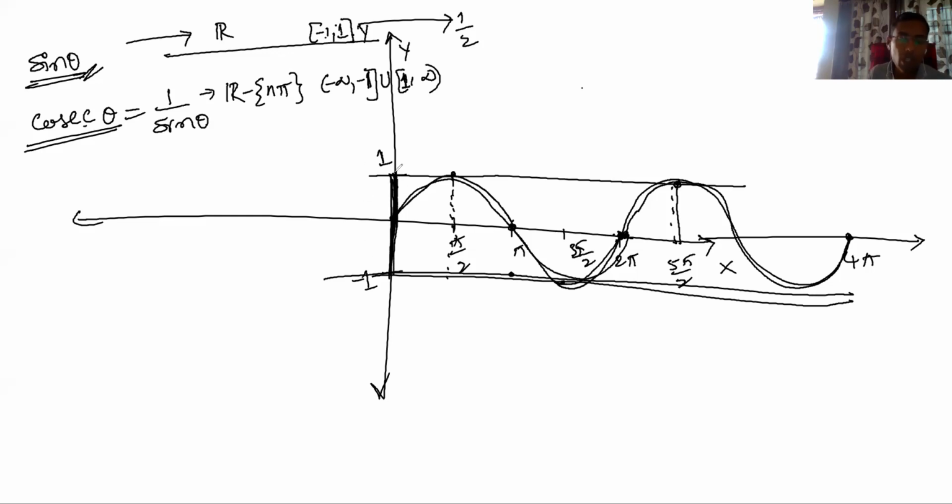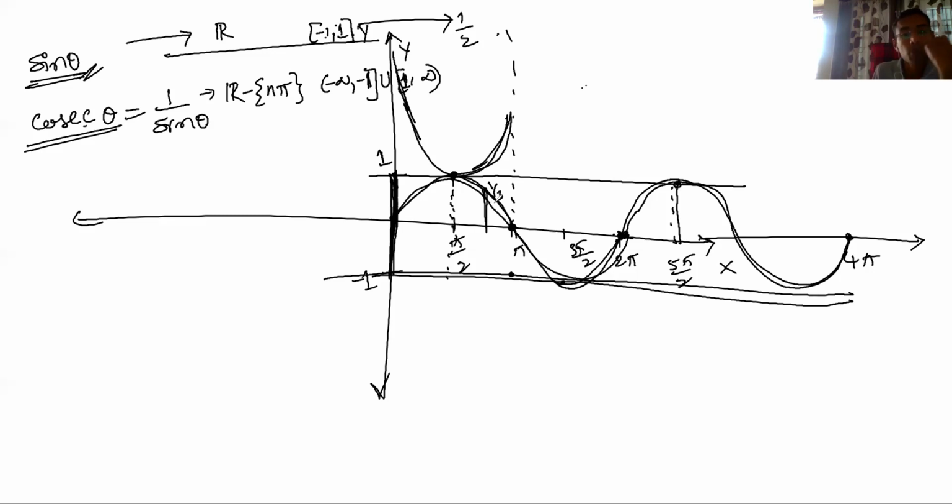So for cosecant theta, if I draw here, for 0 it is infinity. For pi by 2, its value is 1 only. So from infinity it will come down, and at pi by 2 it is like this. Then again it will be like this, exactly like this, but it goes up. It is very simple. Say for example, for this value, I don't know what it is, but let's say it is 1 by 3.